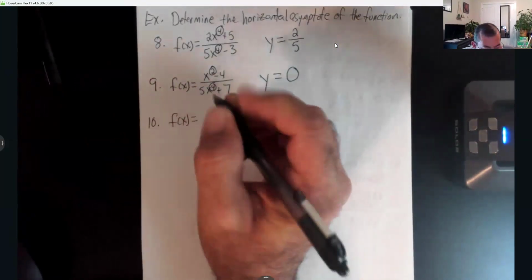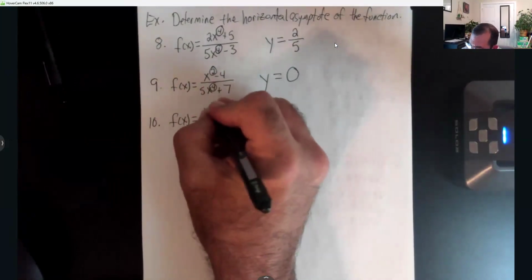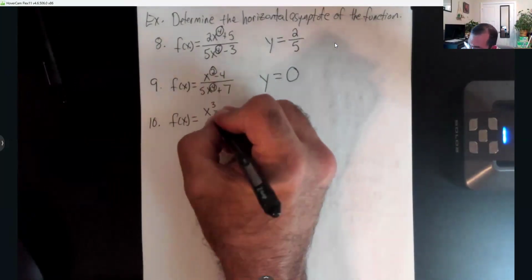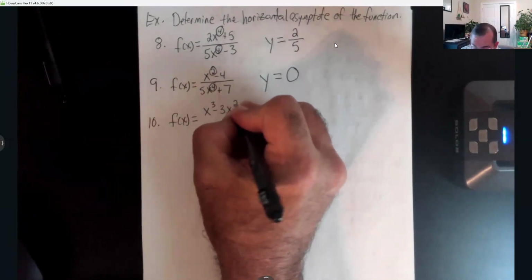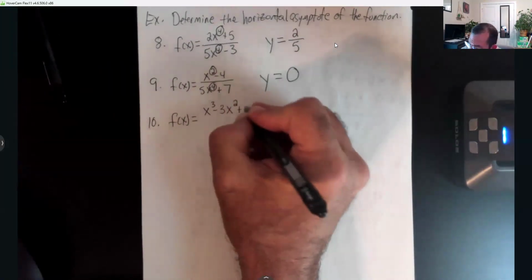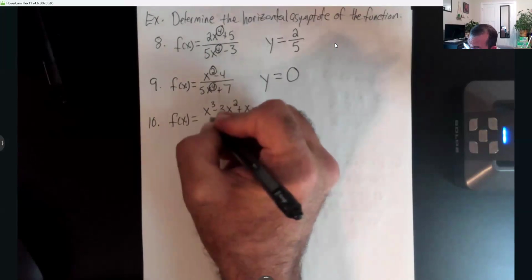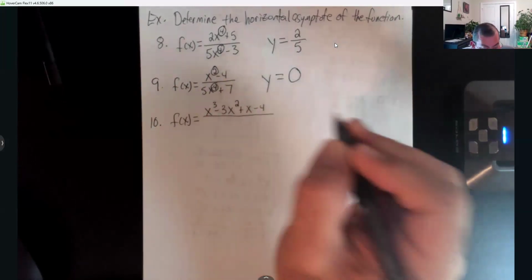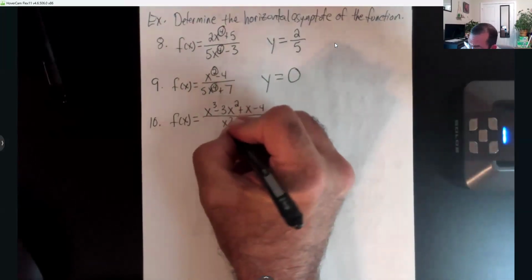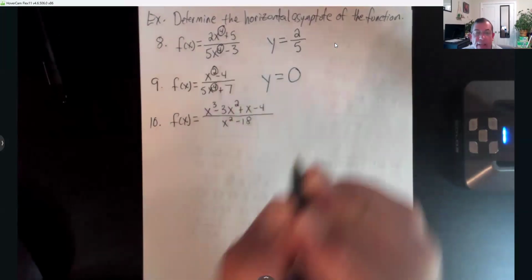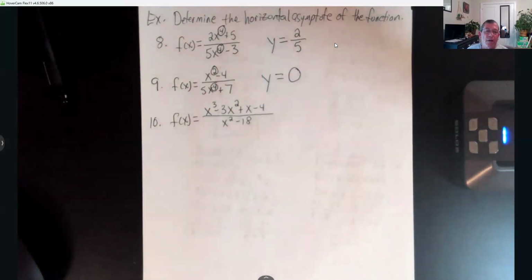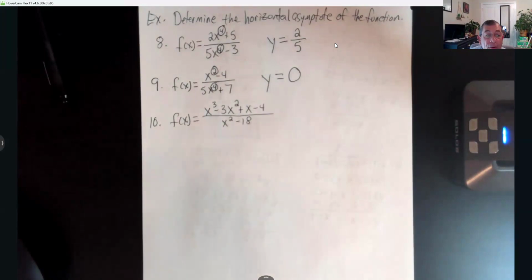All right, y'all, 10 has f of x equals, ooh, this one's a long one. X to the third minus 3x squared plus x minus 4. All of that's over x squared minus 18. So where is this one greater at? Or are they equal? And what would y'all put as the horizontal asymptote or no horizontal asymptote?